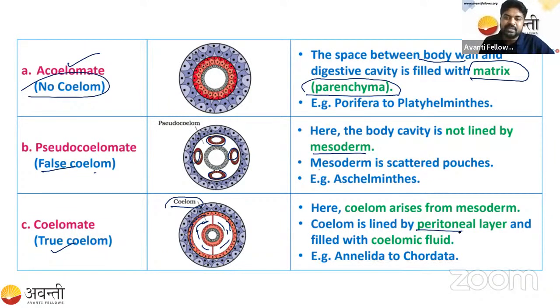Coelom is lined by the peritoneal layer. Then what is meant by peritoneal layer? The peritoneal layer is the layer which covers the visceral organs. Visceral organs mean, for example, the digestive part and our lungs. They are covered by a layer, and that layer is known as the peritoneal layer. This is filled with coelomic fluid, and this coelomic fluid is important for the movement of the visceral organs, or we can say it decreases friction whenever our organs work. Next, examples are annelids and chordates.